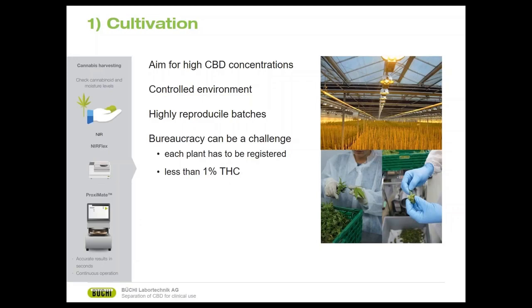In this step, we use the BUCHI NIR called Proximate. BUCHI NIR is used to determine the content of the plant. So we use this machine before we start our extraction. So we will know what the yield will be after the extraction because we will know the content of our plants.